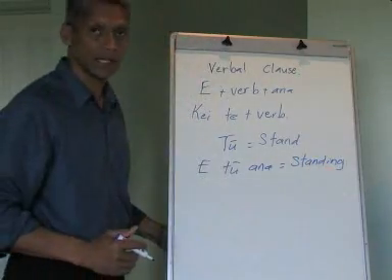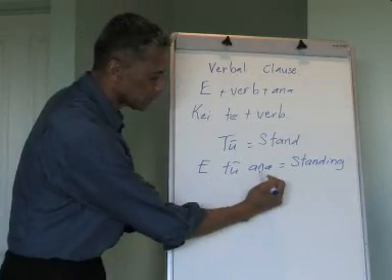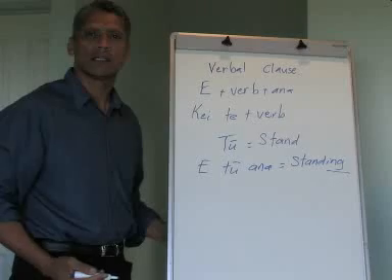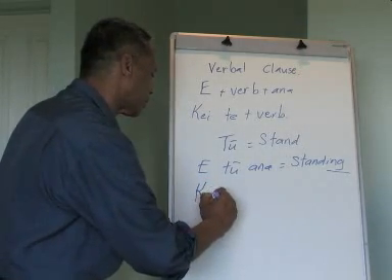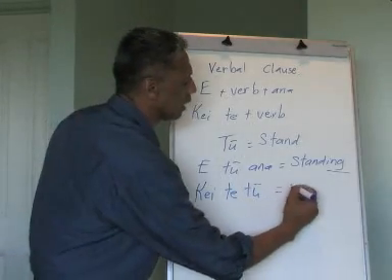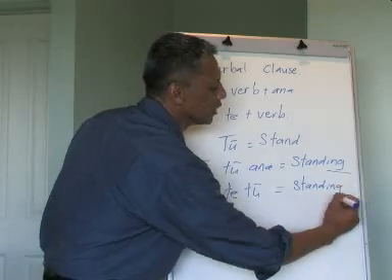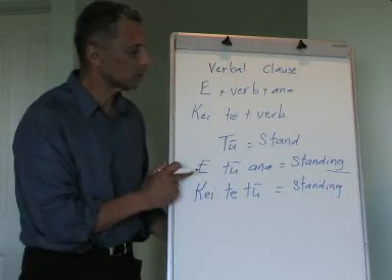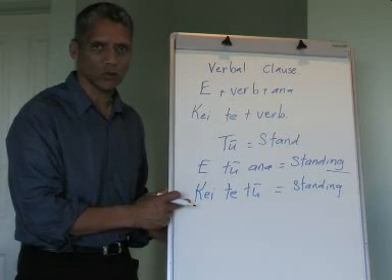standing. So in other words, the e plus the ana is adding on the ing to the verb. If we were to use kei te tu, we would be adding again the ing to the word stand, standing. So e tu ana, standing, kei te tu, standing also.